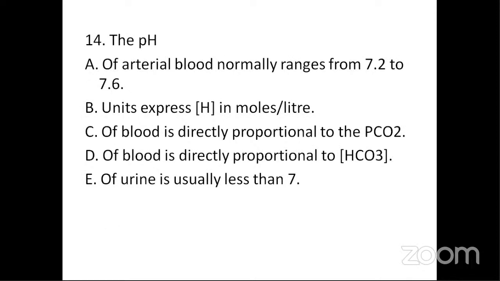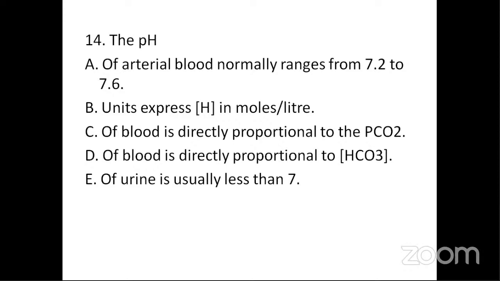The pH of arterial blood normally ranges from 7.2 to 7.6. The pH units are expressed in hydrogen moles per liter. The pH of blood is directly proportional to the partial pressure of carbon dioxide, that is PCO2. The pH of blood is directly proportional to the bicarbonate. And the pH of urine is usually less than 7. Which among the following is true and which is false?